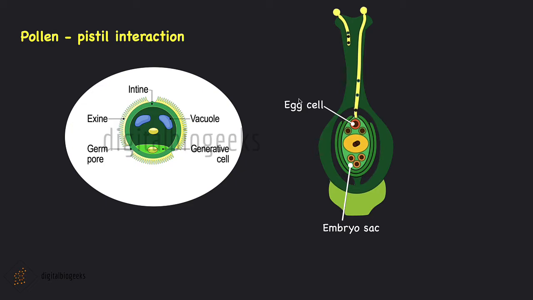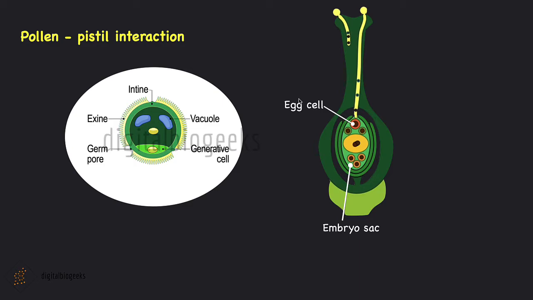The pistil has the ability to recognize whether the pollen is compatible or not. If the pollen grain is compatible, the pistil accepts it and proceeds with further fertilization events. But if the pollen grains are not compatible, the pistil rejects the pollen by preventing pollen germination on the stigma or pollen tube growth in the style. This recognition is achieved by the interaction between the components of the pistil and the pollen grains.